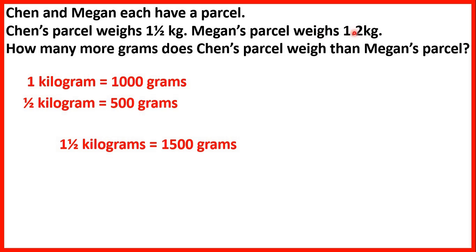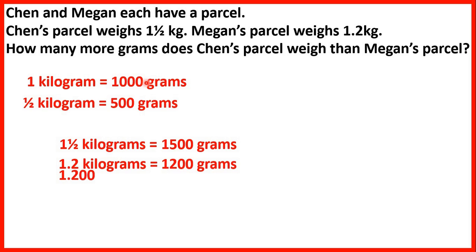Megan's parcel weighs 1.2 kilograms, so we need to work out how many grams there are in 1.2 kilograms. Now when you're given a weight in kilograms that's a decimal, to change it into grams, what you can do is write the decimal but with zeros on the end so that it's got 3 decimal places, 3 digits after the decimal point. And then you can just take out the decimal point, so that's 1,200 grams.